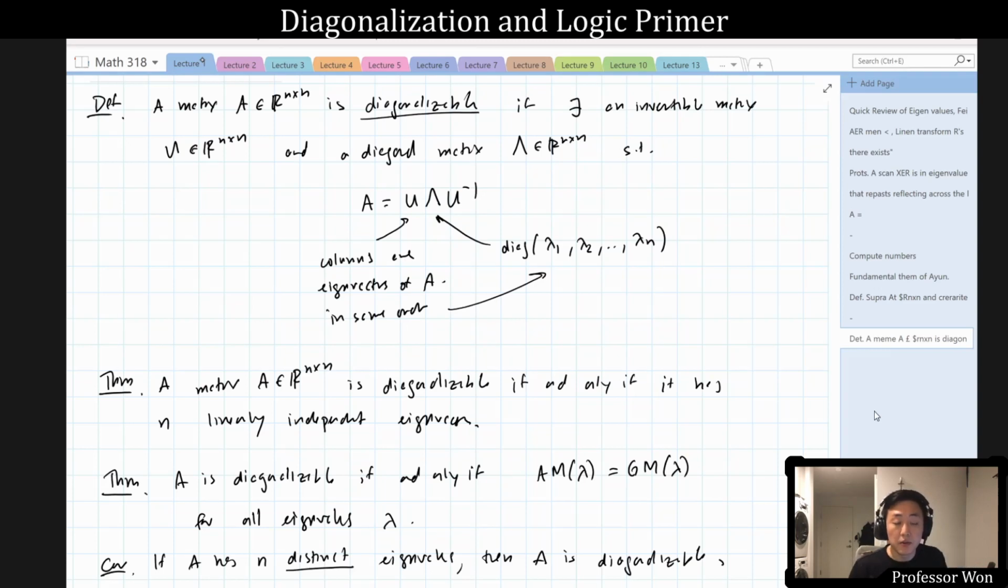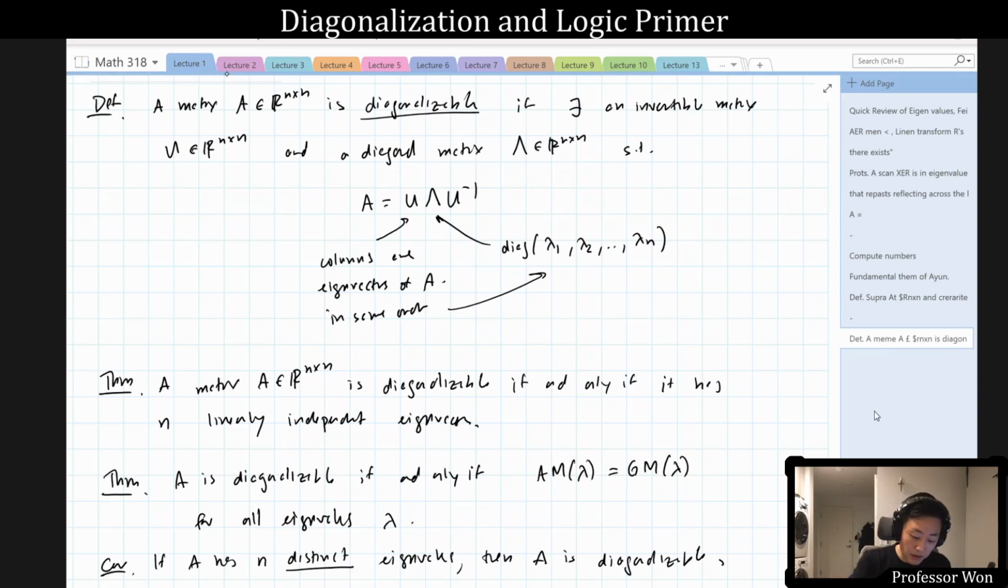Right, and basically you can do this as long as you can find n linearly independent eigenvectors to make the columns of U, which happens if and only if for every eigenvalue you have enough eigenvectors. In other words, the number of eigenvectors you have, the geometric multiplicity, is equal to the algebraic multiplicity.